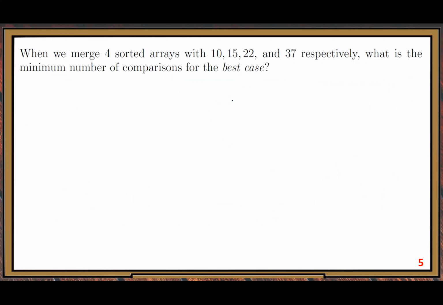Now, this question. Question number 5. When we merge 4 sorted arrays with 10, 15, 22, 37 elements, respectively, what is the minimum number of comparisons for the best case? Best case, yeah, here.